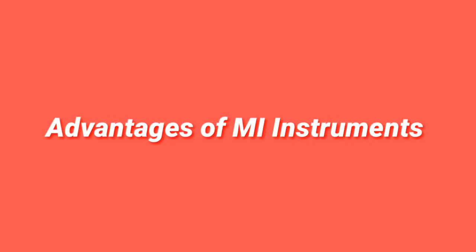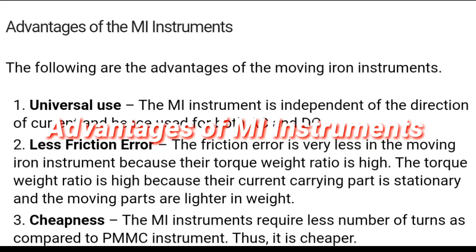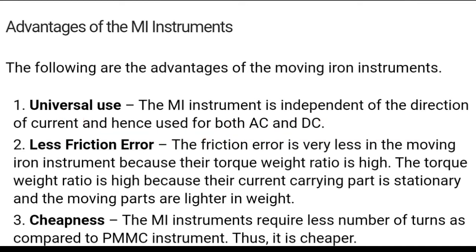What are the advantages of the moving iron instrument? As we said, there are many advantages and many disadvantages. The following are the advantages of moving iron instruments. First, universal use. What is universal use? Universally we can use the moving iron instrument, as it is independent of the direction of current and hence used for both AC and DC. Hence it is universal in use.